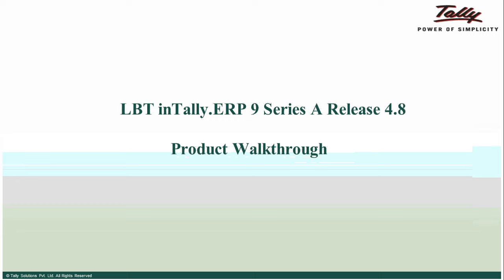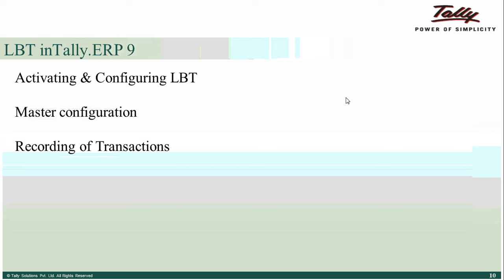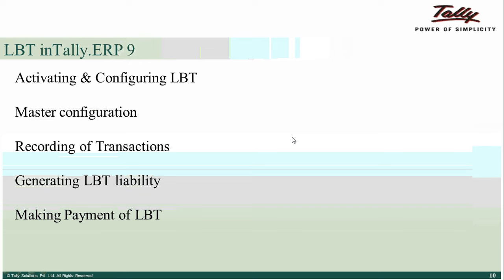So now we are going to see how exactly these transactions can be handled in Tally.ERP 9. We will be starting with activating, going through whatever we have planned in that manner. First, we will see how to activate and configure the LBT details. Then we will see the master configuration. Then we will see the recording of transactions. Then we will see how LBT liability can be generated and how we make the LBT payment. Then at the end we will see the reports, and how all these details can be handled in Tally.ERP. We will just run through that.